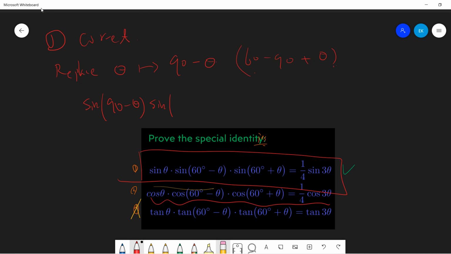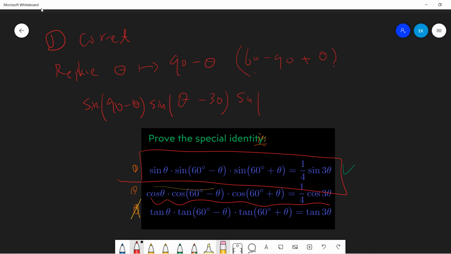Let's see whether we can find a trick. Ideally, I do not want to write out cosine 60 minus theta and expand it. I only want to solve it by a replacement. So let's replace theta with 90 minus theta. So the second term becomes 60 minus theta, so it should be theta minus 30 times 60 plus theta.